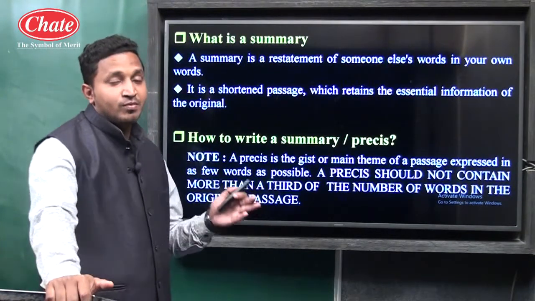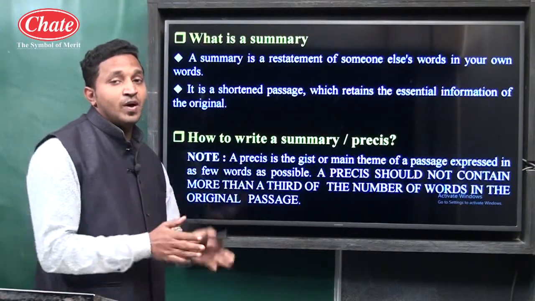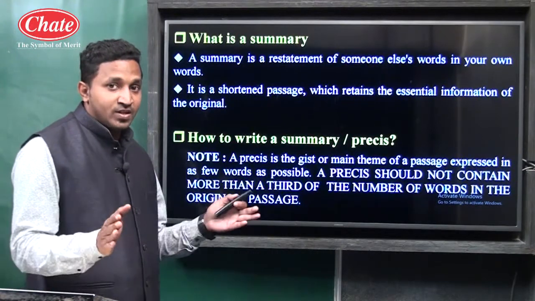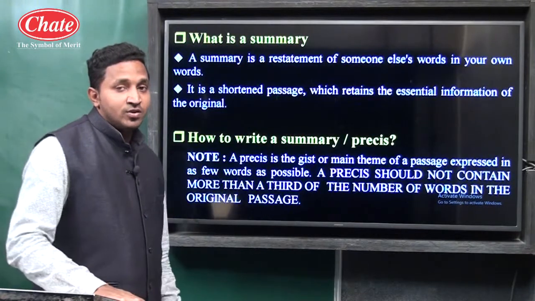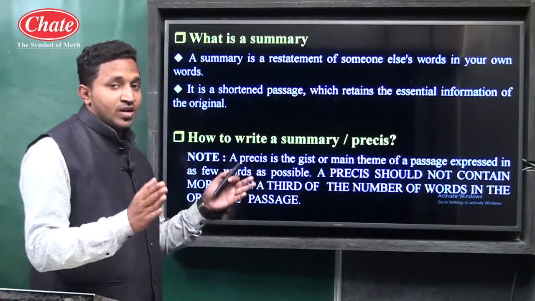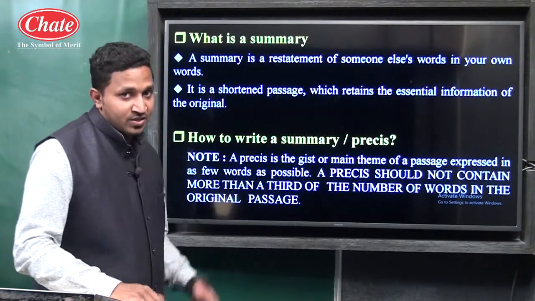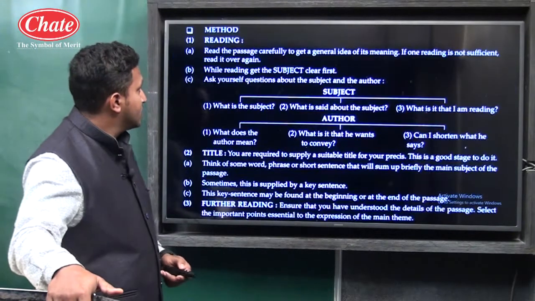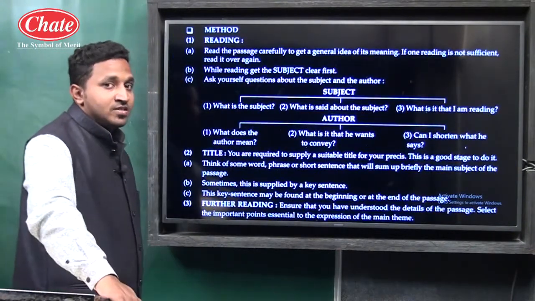So whenever we are writing the summary of the passage, it should be one third of the passage which is given here. If there are 100 words, the approximate length should be nearby 30 to 35 words. If there are 200 words, the approximate length should be up to 70. Such types of summary should be written. So here some methods are there while writing the summary of the passage.